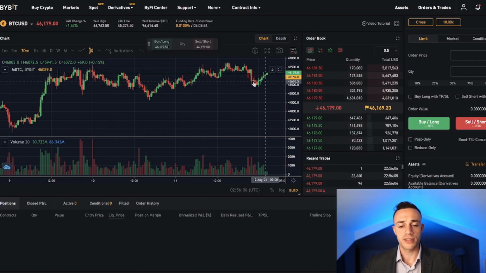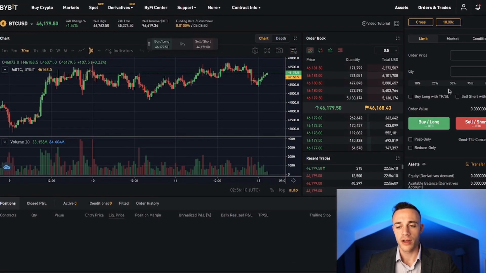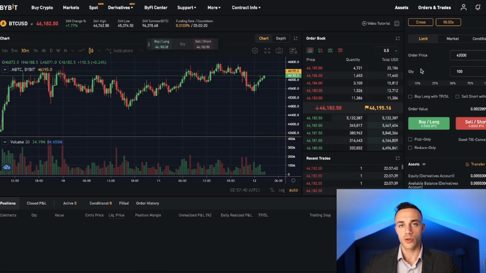Now we're looking at pretty much the same exact thing. The chart is the same. The order book is the same over here. The only thing that's a little bit different now is where you actually go ahead and you place your orders. So it's, for the most part, very, very similar. So if you did want to set up a long trade and you wanted to buy Bitcoin at $42,000, $100 worth of Bitcoin, this is how you would set it up. 42 grand for your order price, quantity $100 US.